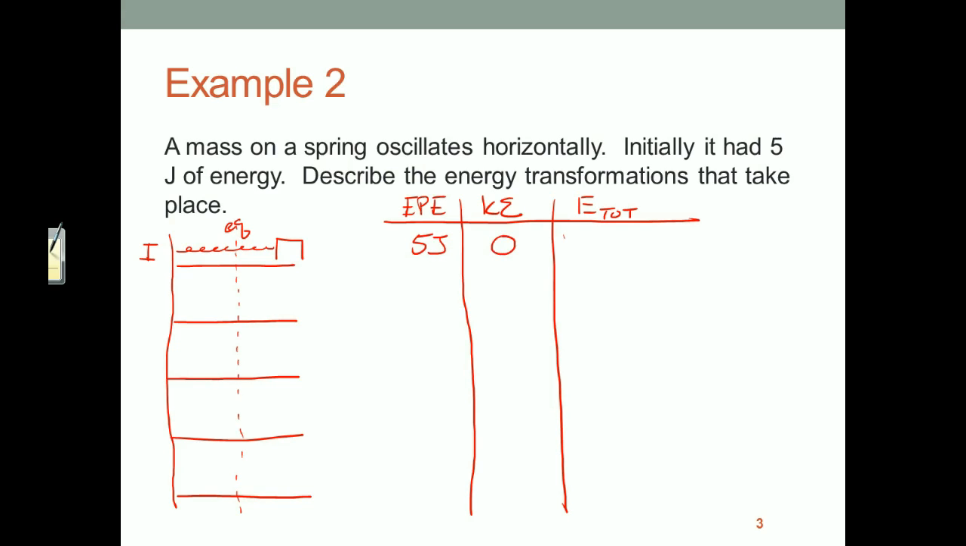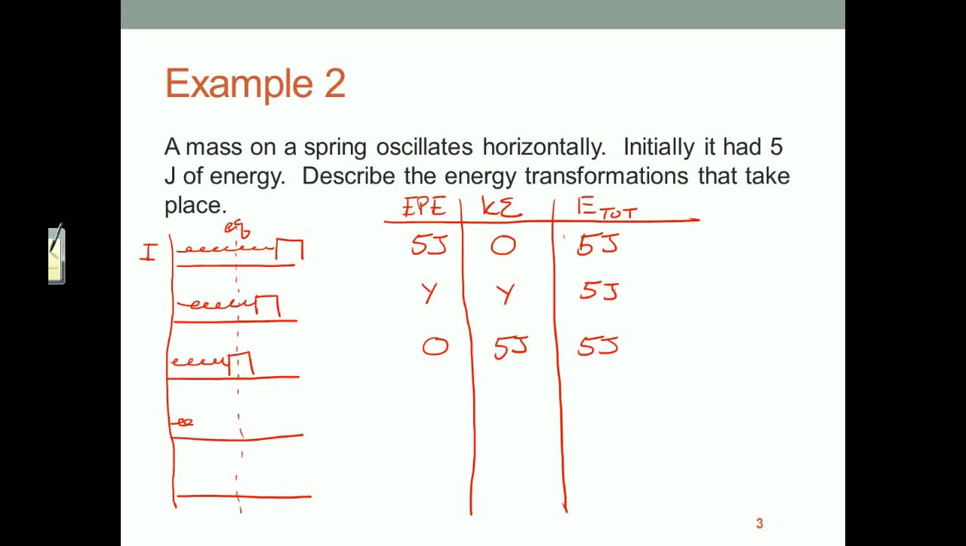It has no kinetic, which makes our total 5 joules. It then is released and it starts moving. At some point in between the equilibrium position and its max position, it will have both elastic and kinetic, and whatever those two are, they still have to add up to 5 joules. At the equilibrium position, the elastic goes to 0, which means all our energy has to be kinetic. So we have 5 joules of kinetic energy and our total is still 5 joules.